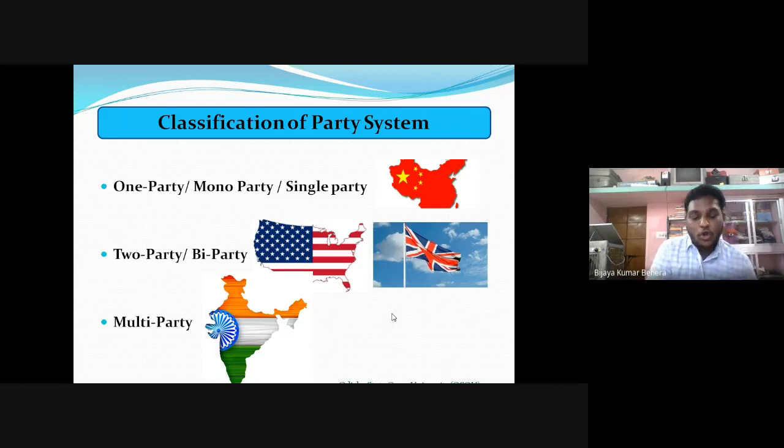First one is the communist one party system. What is the communist one party system? Where there is only one political party, that is communist. If there is only one communist party, that is called the communist one party system. Second one is the one party dictatorship. It means where there are many parties, but they create a dictatorship.